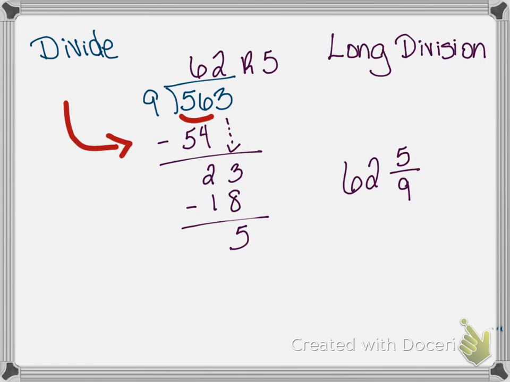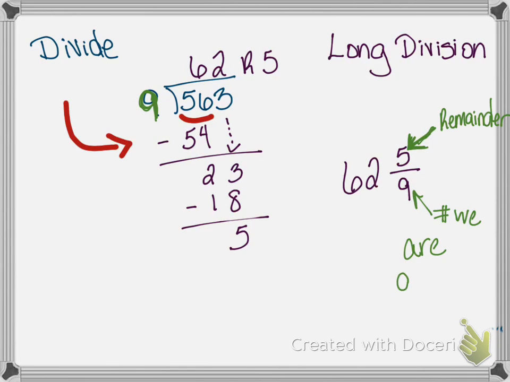So the number on top right here, whoops, that's kind of a funny looking arrow. This is your remainder, and the number 9, we get that because that's the number that we are dividing by. That's the 9, the number we are dividing by.